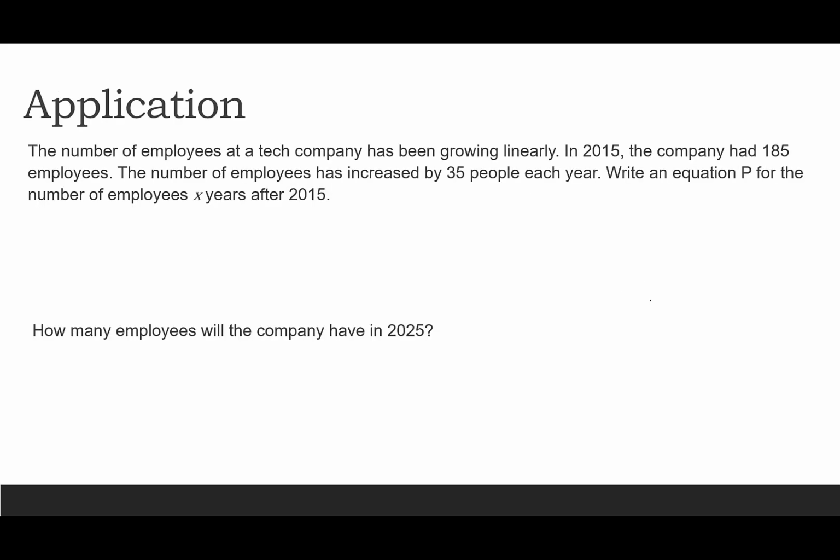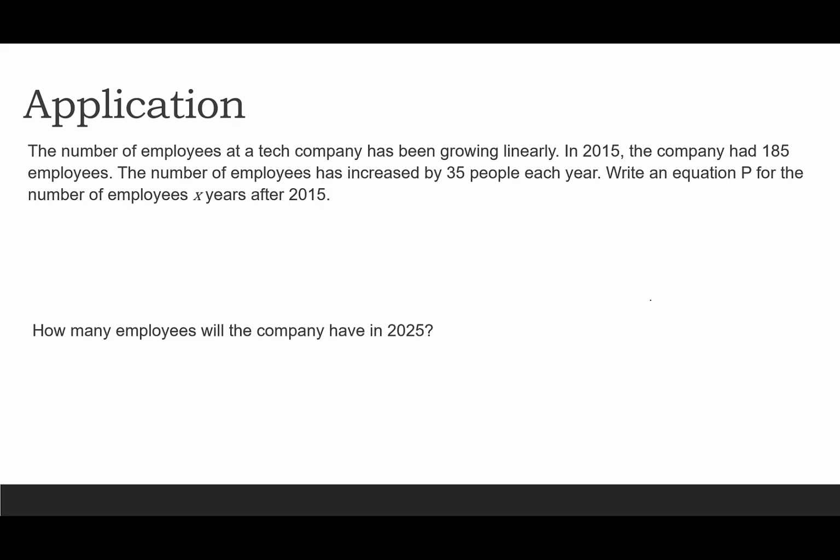So the best part, I think, of linear equations for our class is to talk about applications and how many times we see lines in the real world. So let's start here with the number of employees at a tech company has been growing linearly. In 2015, the company had 185 employees. The number of employees has increased by 35 people each year. We want to write an equation P for the number of employees x years after 2015.